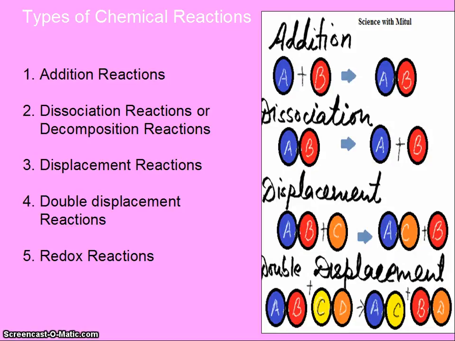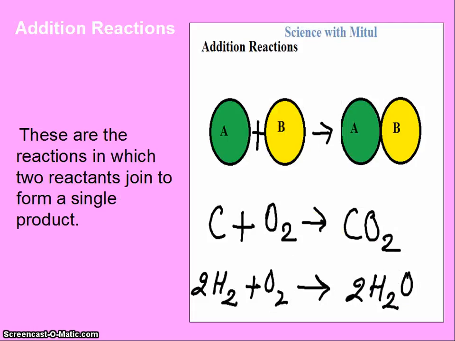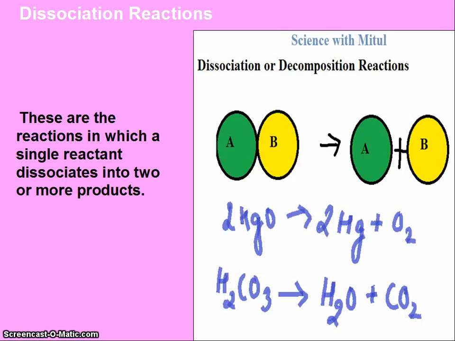Chemical reactions are of four types: addition reactions, dissociation or decomposition reactions, displacement reactions, double displacement reactions, and redox reactions. Addition reactions. These are the reactions in which two reactants join to form a single product. In the given picture, you can see burning of carbon is the example of addition reaction. Carbon and oxygen join to form carbon dioxide.